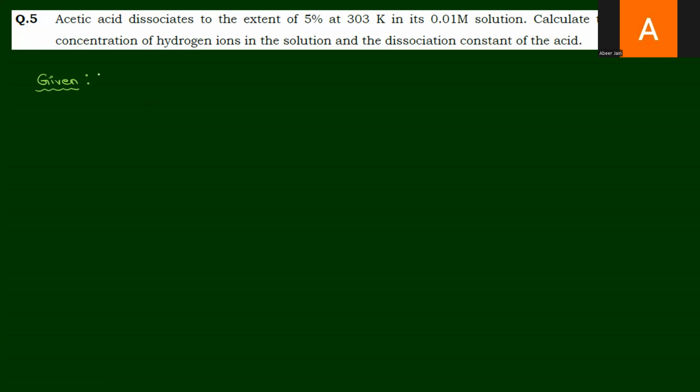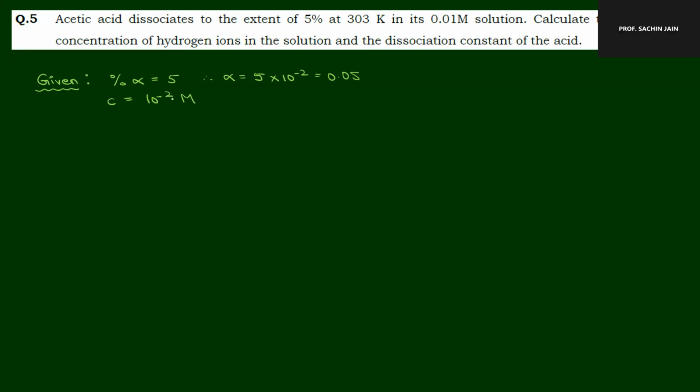Alpha percent is 5%, meaning the value of alpha is 5 into 10 raised to minus 2, that's 0.05. And C is 0.01, 10 raised to minus 2 molar. Always write the 0 point values in scientific notation. That will always help you solve numericals properly and avoid mistakes.